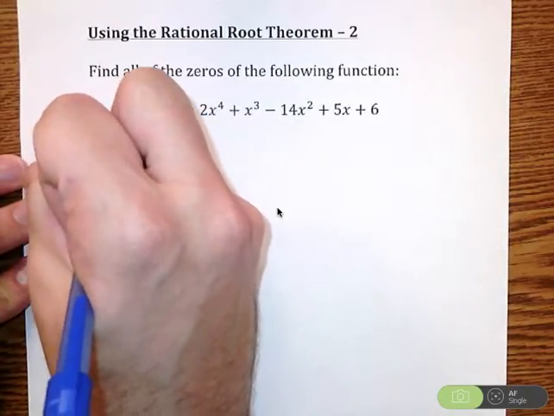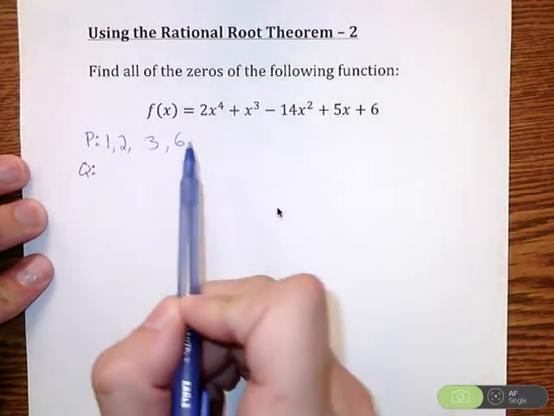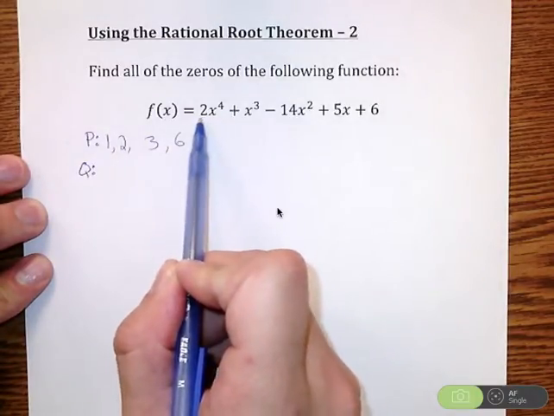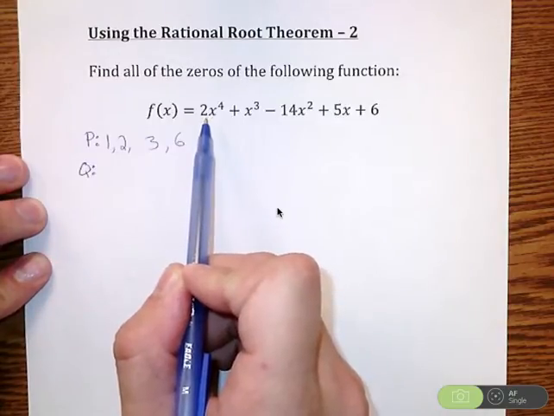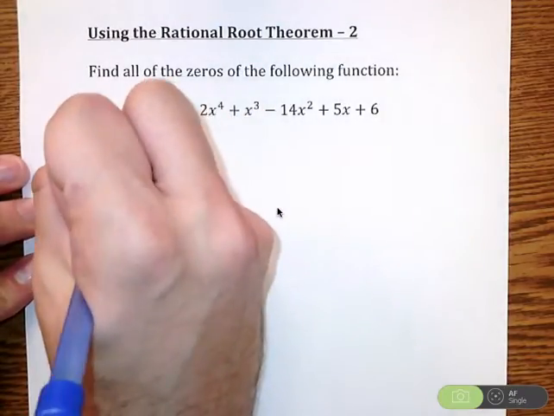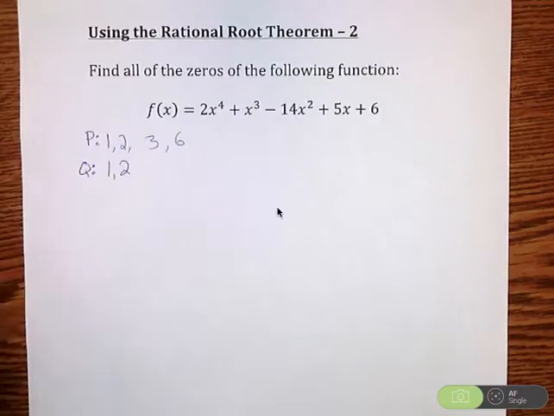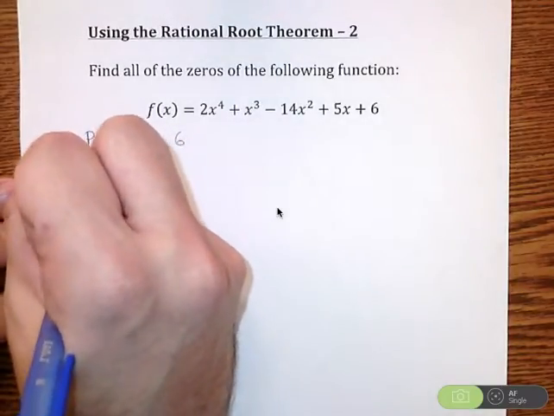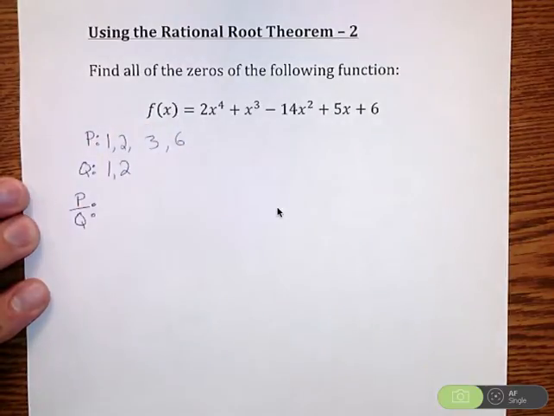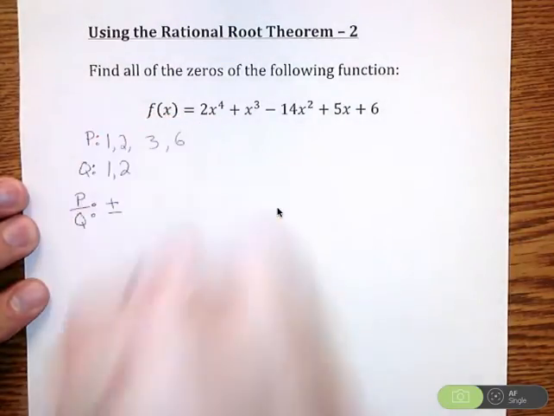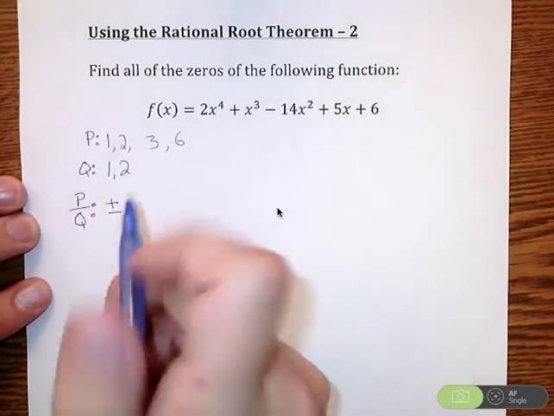Then I'm going to find all my factors of Q. Q comes from my leading coefficient. My leading coefficient is the number in the front of my polynomial, which is 2. So the factors of 2 are 1 and 2. So what I'm going to do is make my list of P divided by Q. And this list is going to be positive and negative. I'm going to take every single P I have up there and divide it by all of my Q's.